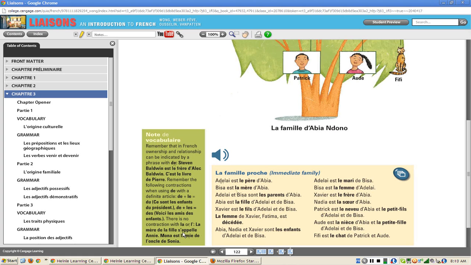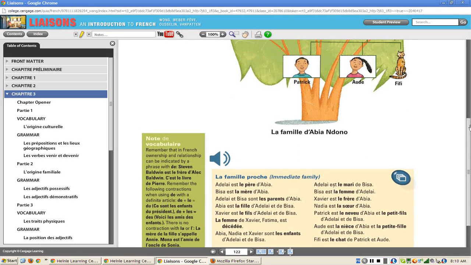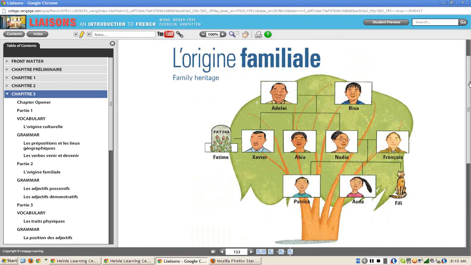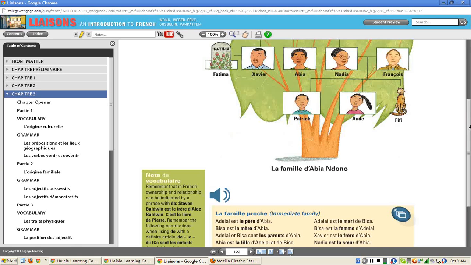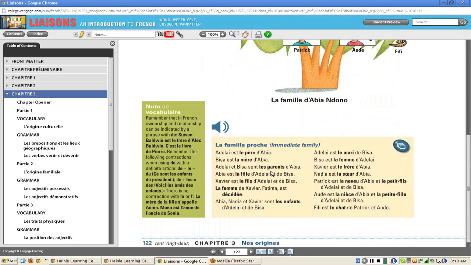And also, DES is what you get when you put de plus les. Voilà les amis des enfants. And there are the friends of the children, des enfants. Now let's focus on vocabulary first. Voilà, Adelaide et Bisa, tout en haut de l'arbre généalogique, ce sont les grands-parents. They are the grandparents, les grands-parents. The word grands-parents is formed with grand, but there's an S at the end, grands-parents.